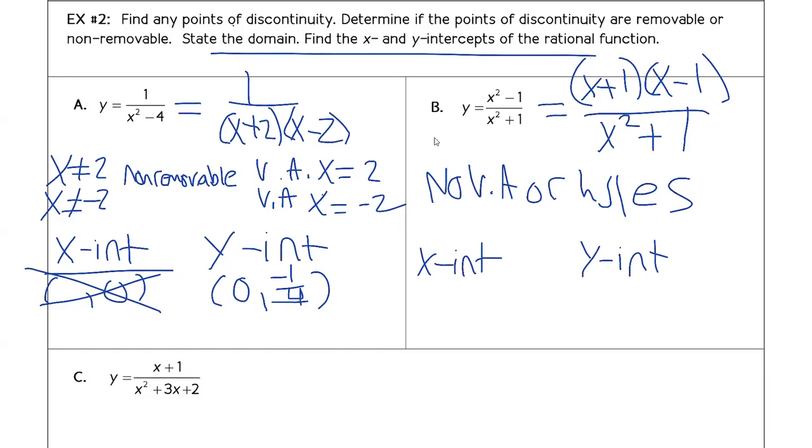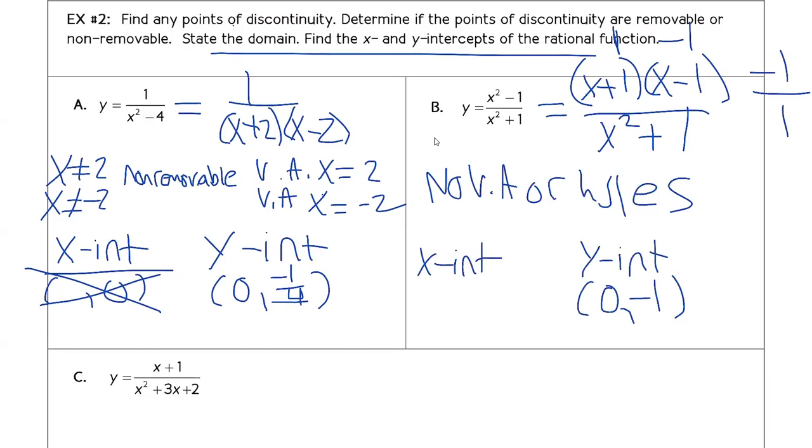Okay, let's start with the y. To find your y-intercept, you're just going to plug in 0 for x. The y-intercept's easy to find. So if I plug 0 on the top, this would be 1 for the first parentheses. This would be -1. So if you multiply that together, you would get -1 on top. If you plug 0 on the bottom, you're just going to get 1. So your y-intercept would be at 0, -1.